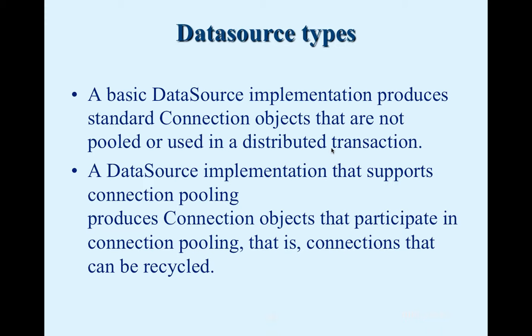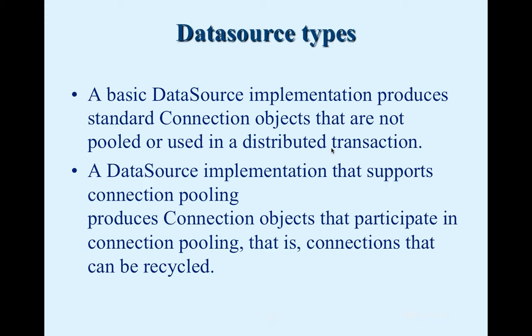And a data source implementation that supports connection pooling produces connection objects that participate in connection pooling. That is, connections that can be recycled. This is a very important concept. What is connection pooling? Say I have an application and I set the connection pool size to 40. That means when the application is up and running, when you have a server and you're launching your application, we make sure we have 40 connections available.